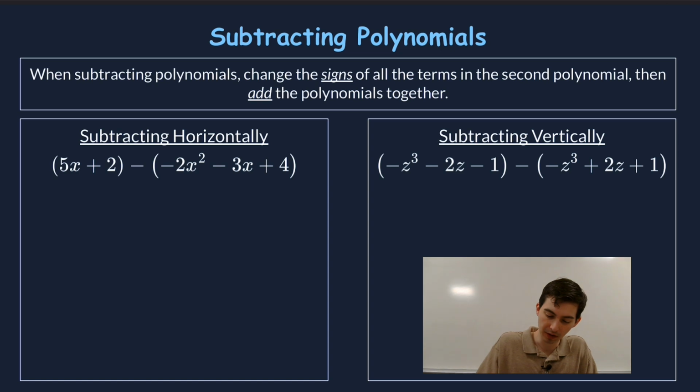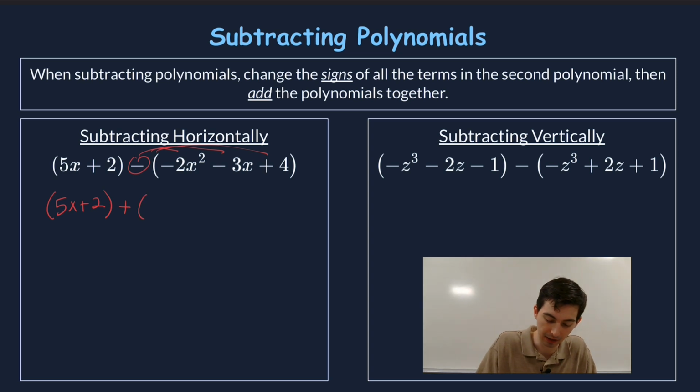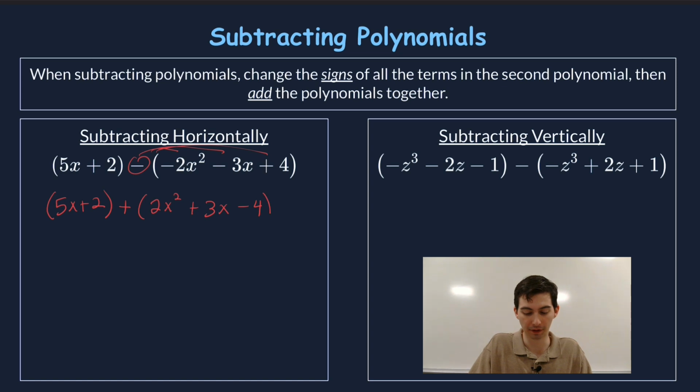So I'm going to do that here. I'm going to take this negative and change all of the signs of this second polynomial. So I've got 5x plus 2. Now I'm going to change it to addition since we already did that negative. And so if I change this negative 2x squared, it's going to be a positive 2x squared plus 3x and then a minus 4 after I change all of those signs.